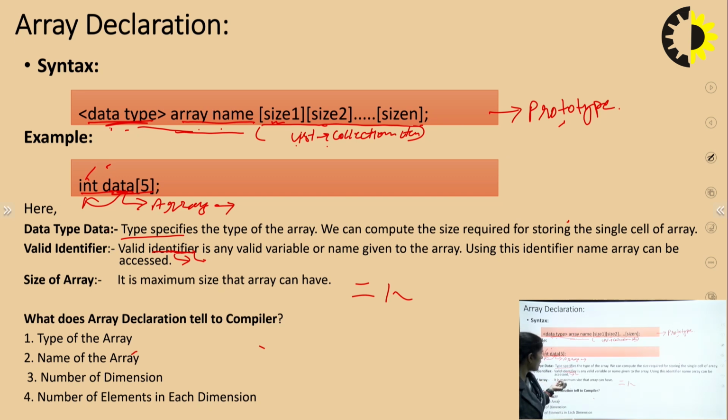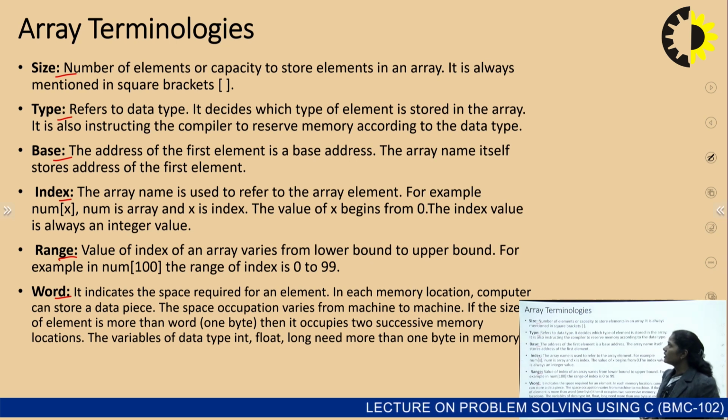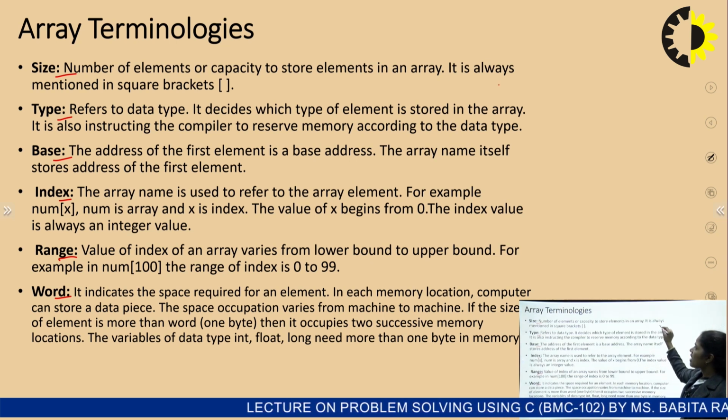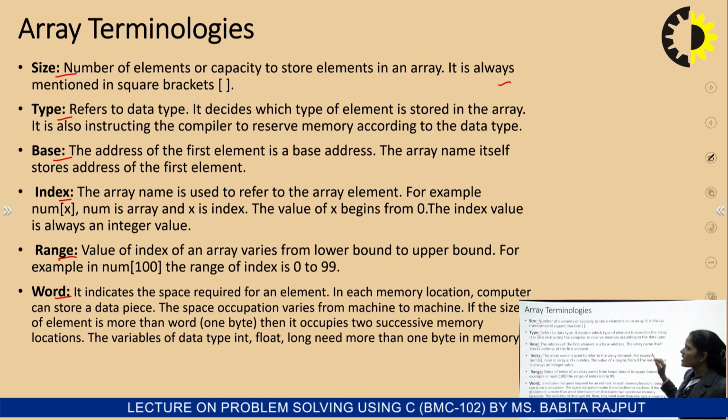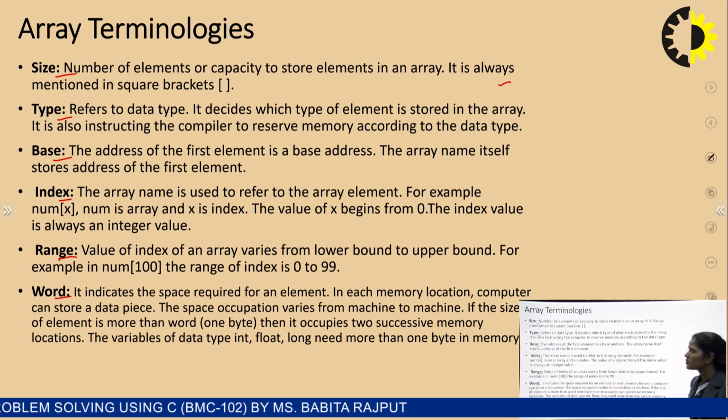And size of array is the maximum size of the array. That means we specify the number of elements, how many values we are inserting into the array. That is the capacity, and that is the maximum size of the array. So basically what have we understood? We understood that we have a size term, and we have a type, base, index and range. One by one we will explore these concepts.